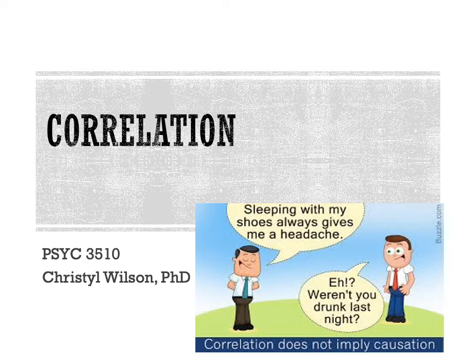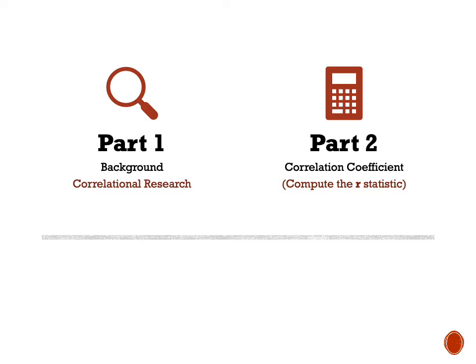But anyway, let's go ahead and get started with this lecture. Today we're going to be talking about correlation. This lecture is going to have two parts. Part one will discuss the background information, get to understand what correlations are, and then in part two, we'll learn how to compute the R statistic and go through our hypothesis testing steps. So you're going to need a calculator for that, as well as the bottom of page 2 of the formula packet.